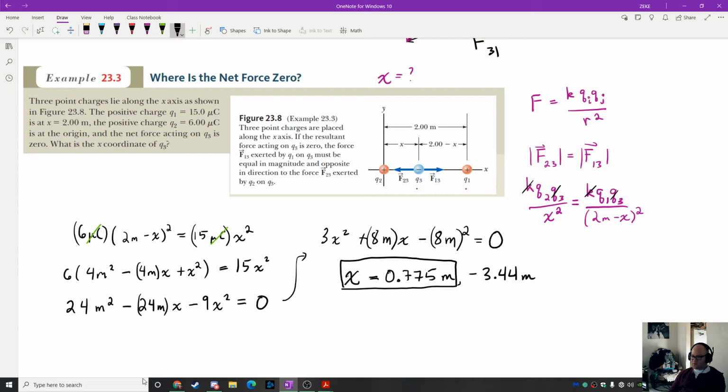Which charge is bigger? It's Q1, right? This is 15 and this is 6, right? So if I want to find a place where the two forces balance each other, if the charges were equal to each other, it would definitely be right in the middle, right? But because the 6 is smaller, we need to be closer to the 6, to get the same force from both of them.